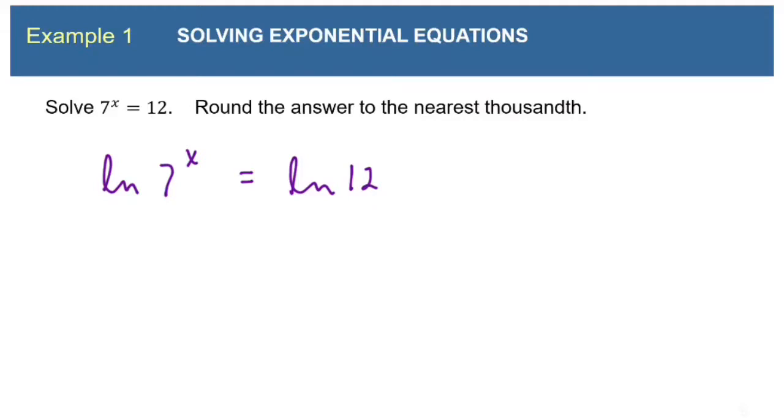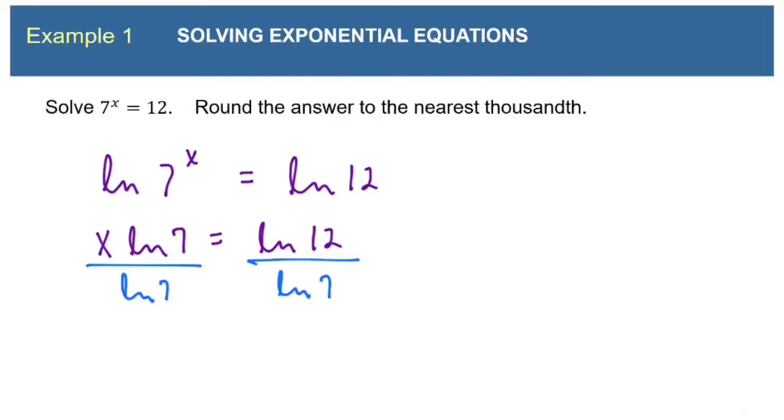All right, so now I want to use my log properties to move this exponent down to the coefficient position. Remember our power rule for logs? So that exponent moves right down to the front like this. And now, natural log of 7 is just a number. So we can divide both sides by natural log of 7.